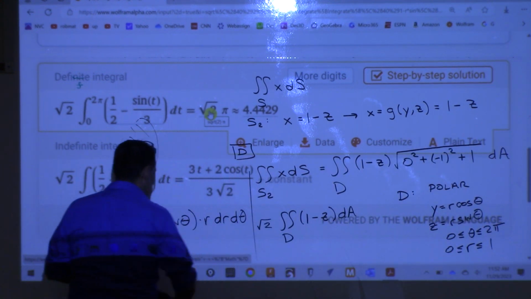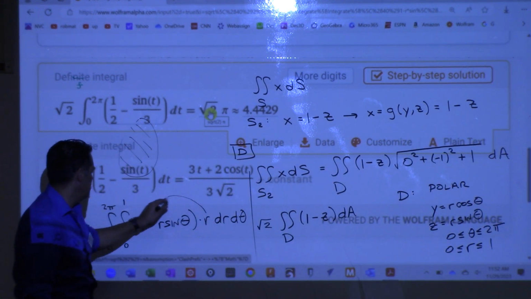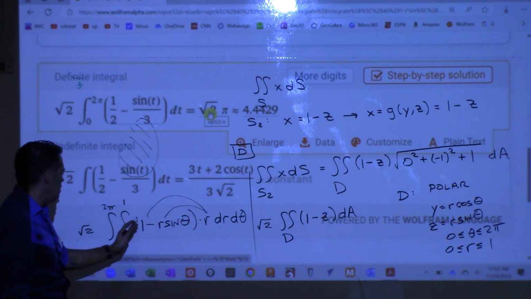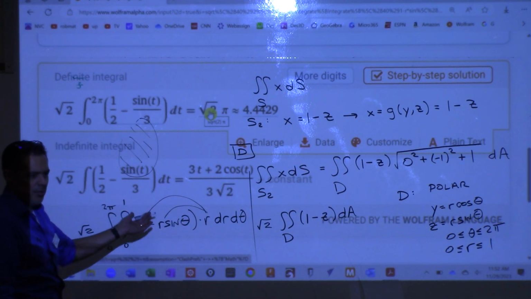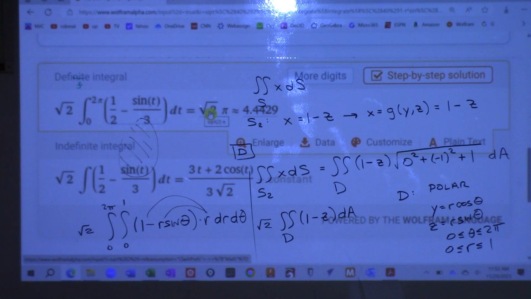Is this an unreasonable integral if you had to do it? Like if you distributed this through, r minus r squared sine? I think that's all doable. It's not that bad. You wouldn't need integration by parts or anything like that. It'd be pretty straightforward.